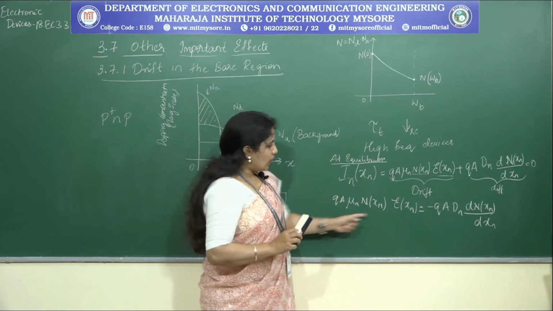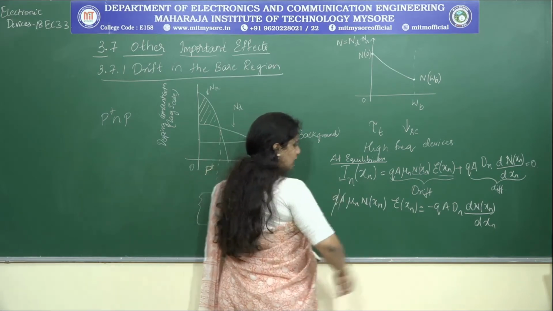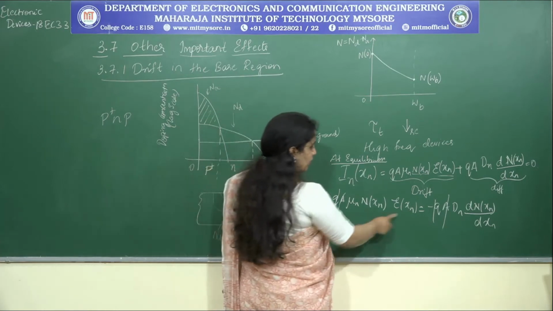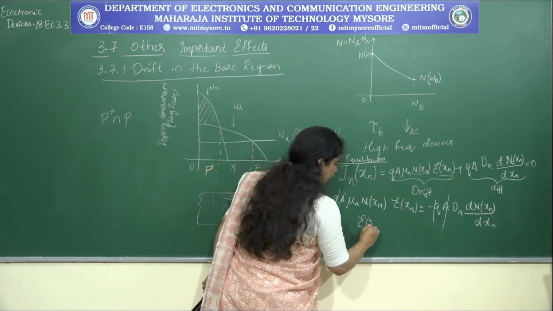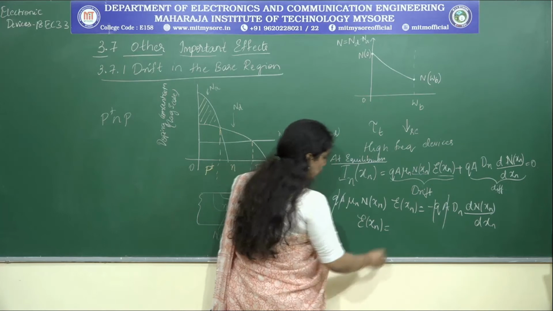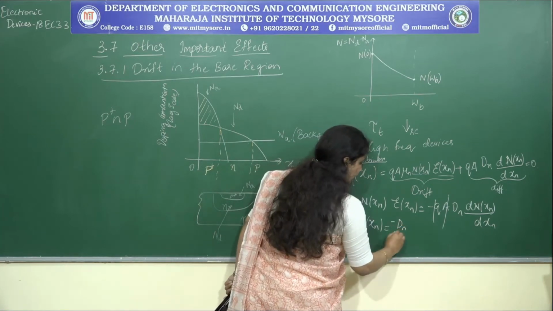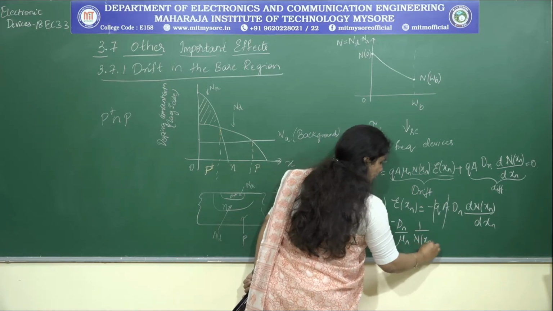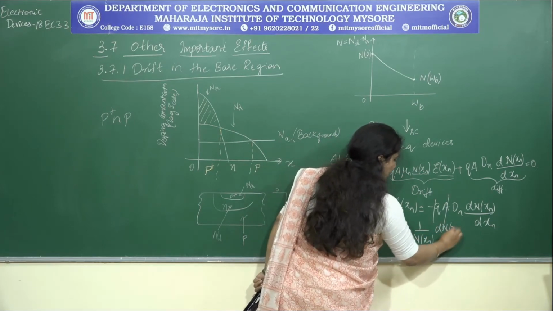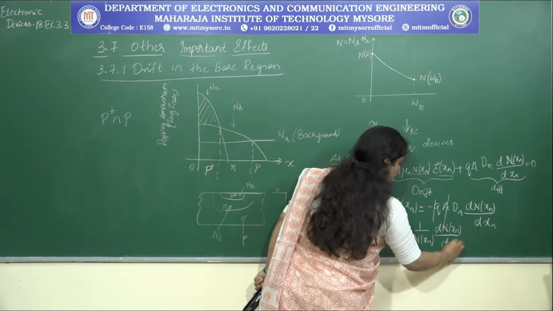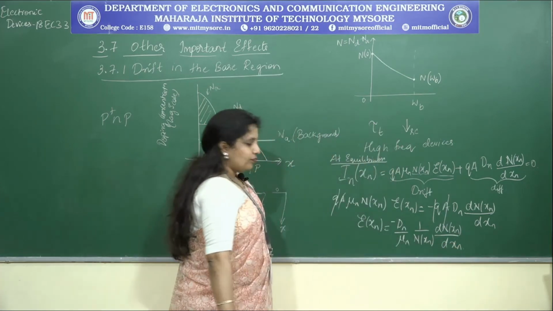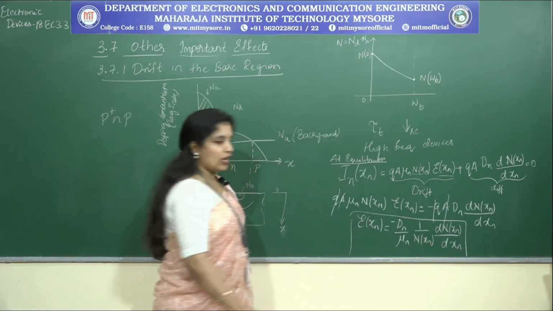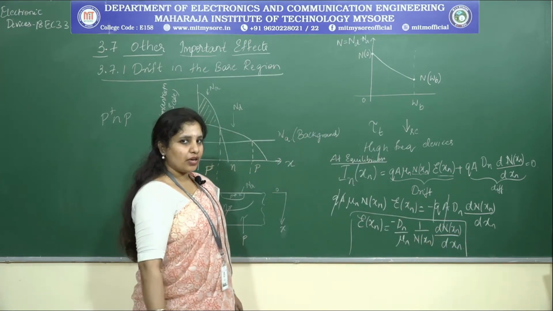Done? Now, once I am done with this, what will I try to do? I will cancel out q and A, and then what I want is E of xn, right? So how will I do that? It is minus of Dn by mu n into 1 by n(xn) into d of n(xn) divided by dxn. Done? So this is one of the expressions for the electric field that is observed in the n region across the x direction.